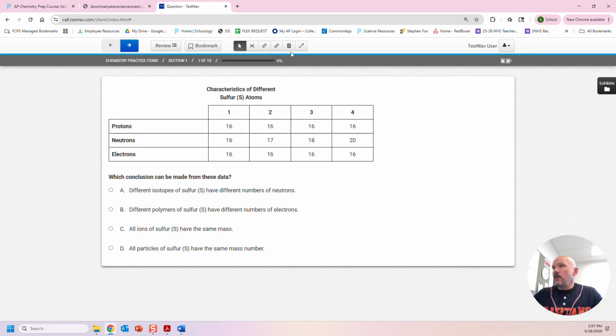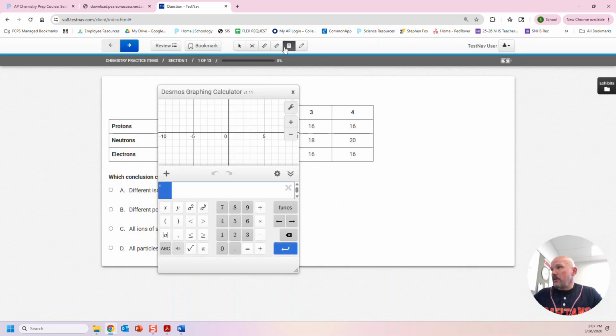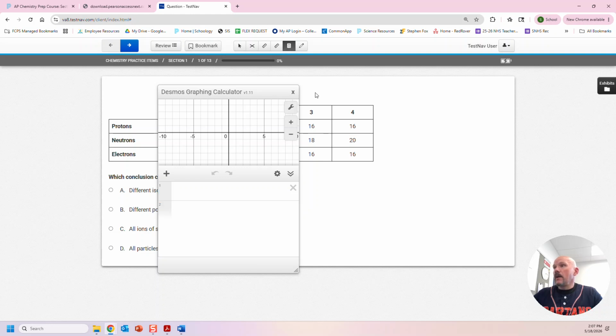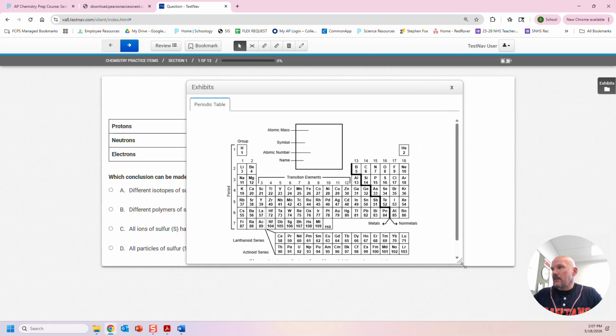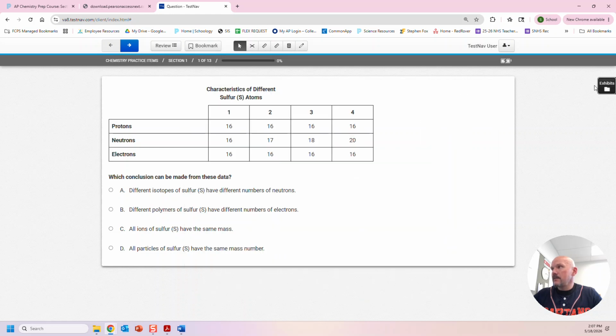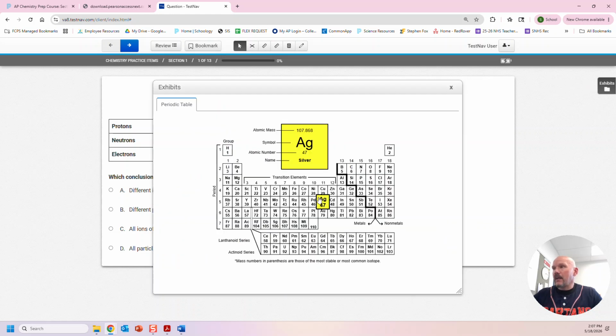What do you get? You get this calculator, Desmos. Know how to use it. What else do you get? You get this periodic table. It's not going to be on paper. You have to click on that and then unclick it to get out of it. And then once you're in it, you got to click one of these elements for all the information to be popped up here.